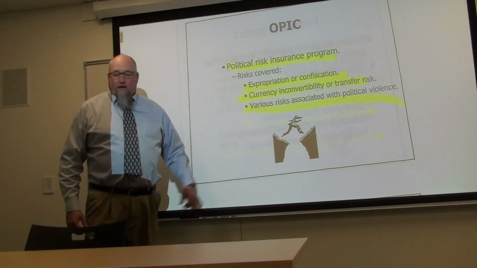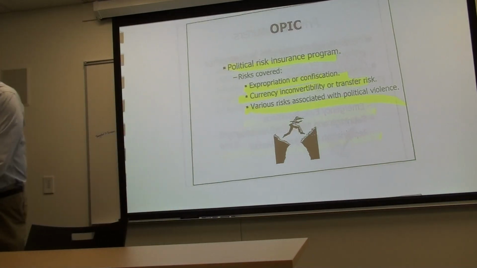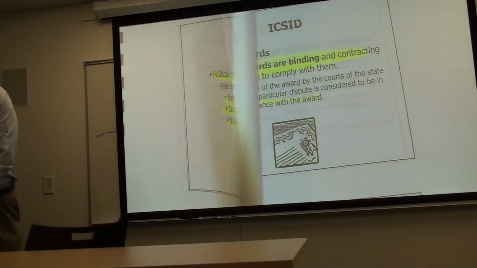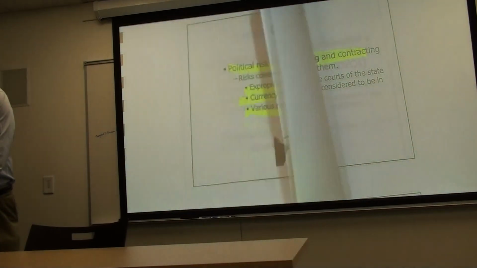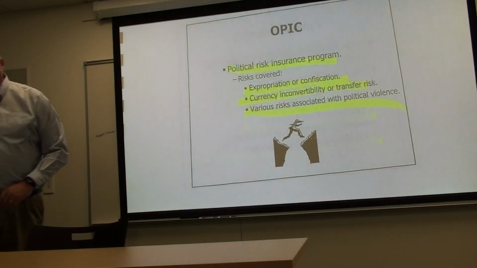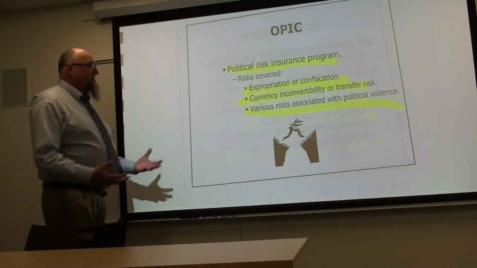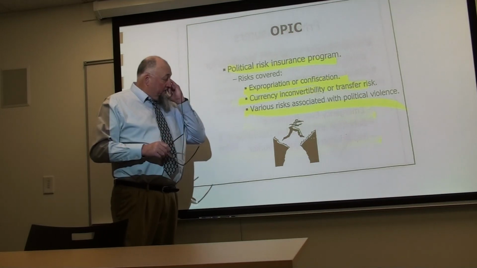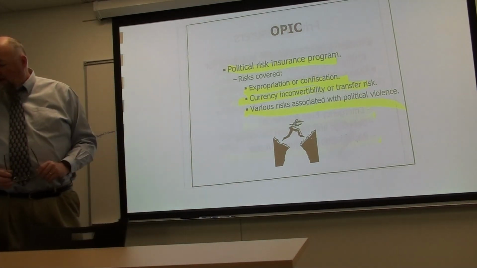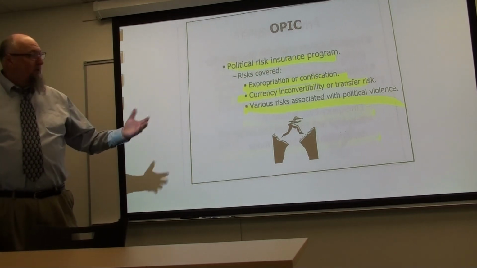And the final area is risks involving political violence. That would be things like insurrection or other types of political violence, which, obviously, can be a risk. We have a similar type of coverage available in the US for political violence, that kind of thing.